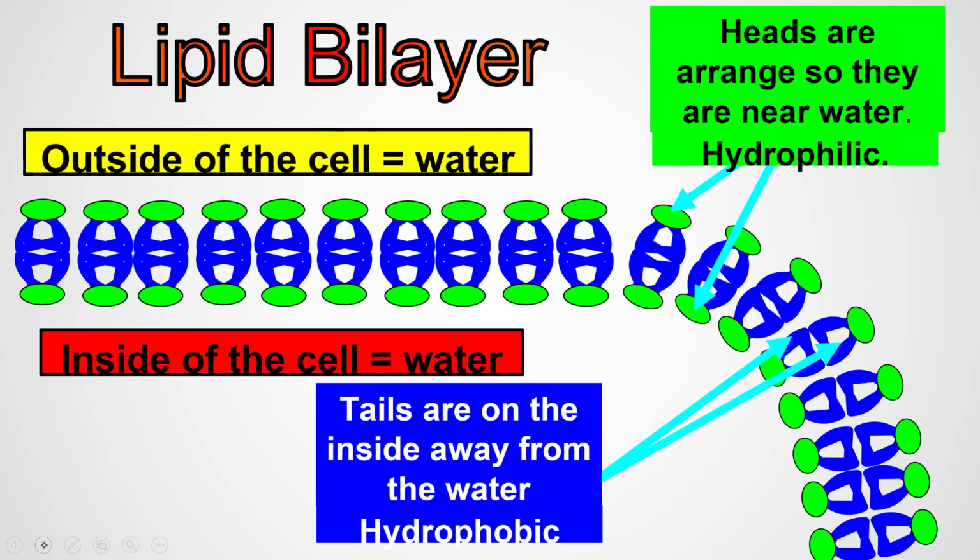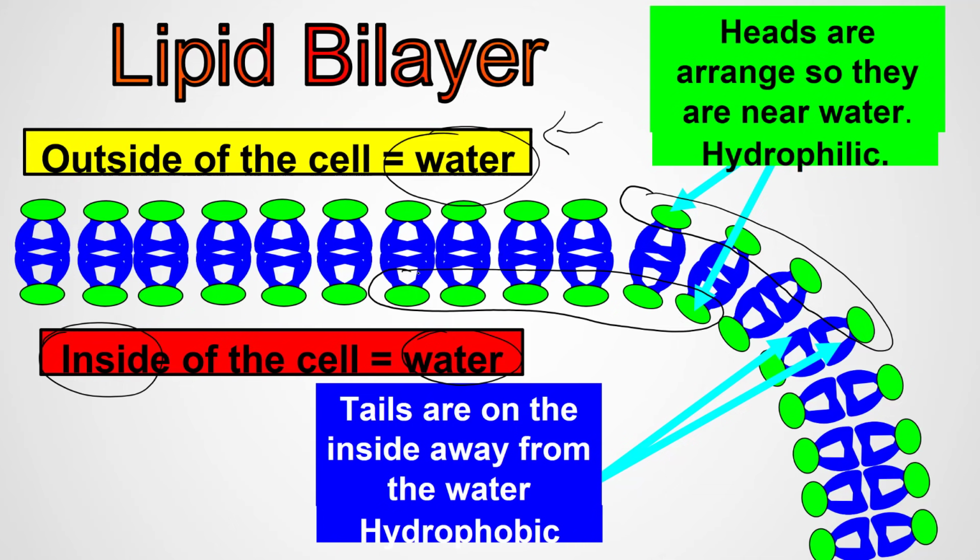Now, when we look at that lipid bilayer, the outside of the cell is mainly going to be a water or aqueous environment. The inside of the cell is also going to be a water-like environment. So when we look at how those phospholipids arrange themselves, again, the head portions of the phospholipids are always on the outside as well as always facing the inside of the cell because they are near water and they love water. Okay, the tail portions face themselves towards the inside so that they are away from the water as much as possible.